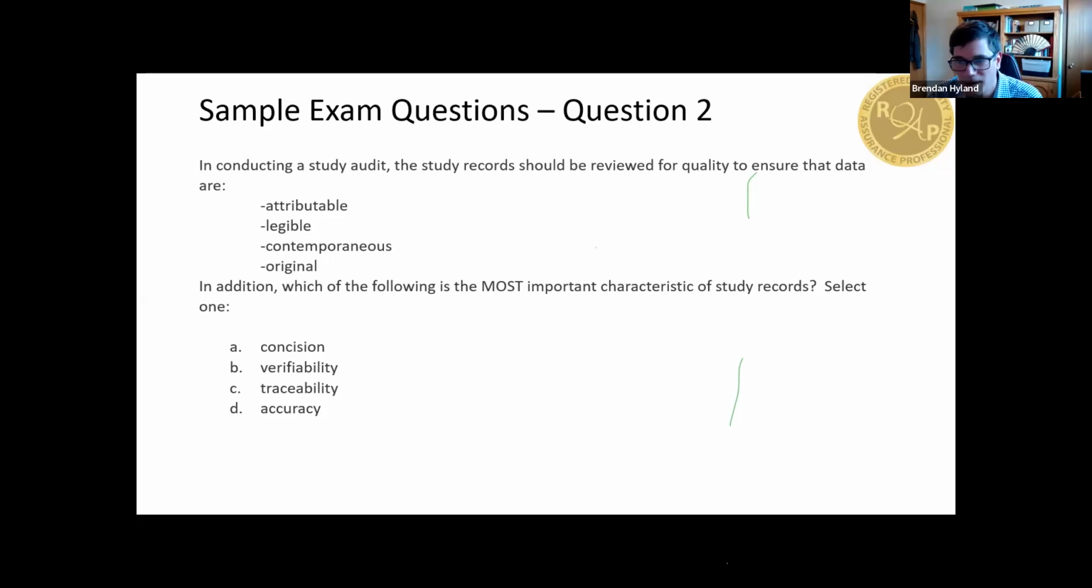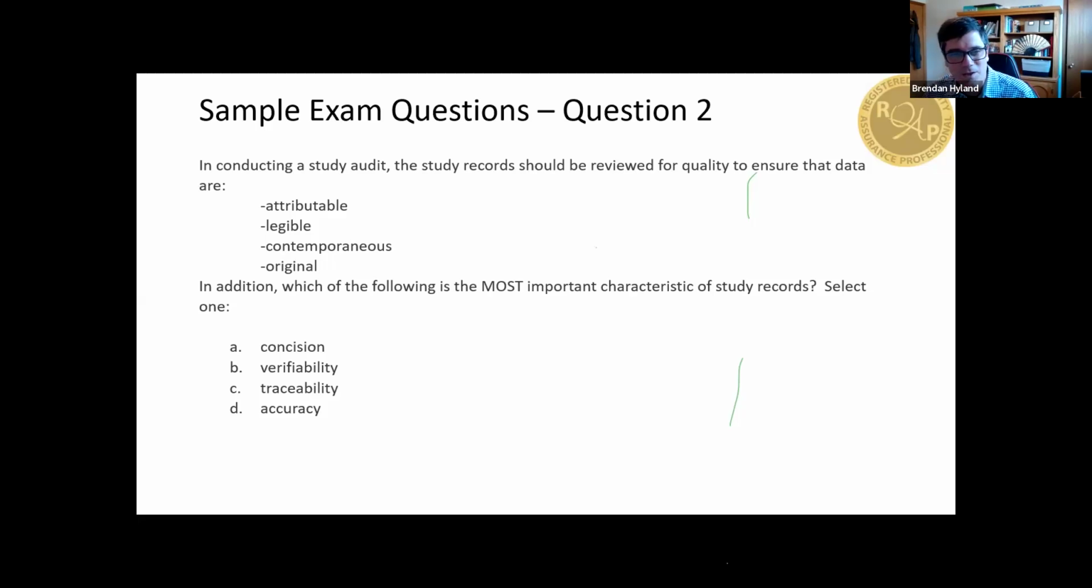C, traceability. D, accuracy. Right. Now, this is really very interesting because can anybody say what it is that they're listing? Do you know the acronym? You almost said it.